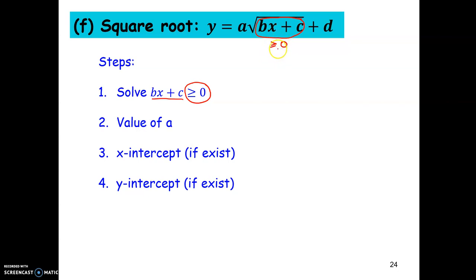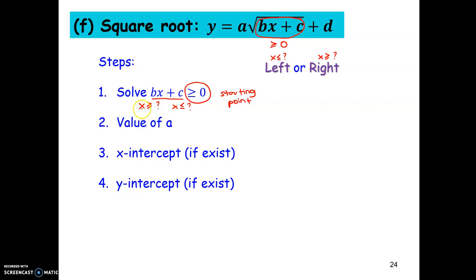If this number is less than 0, we're going to get some imaginary number and cannot draw them anymore. So always make sure bx plus c greater than or equal to 0 and solve for x. So if, let's say, we get x greater than something, that means our graph must go to the right hand side. If we have x less than or equal to something, that means our graph will go to the left hand side. Okay, so once we solve for this, we need to check what is our starting point.